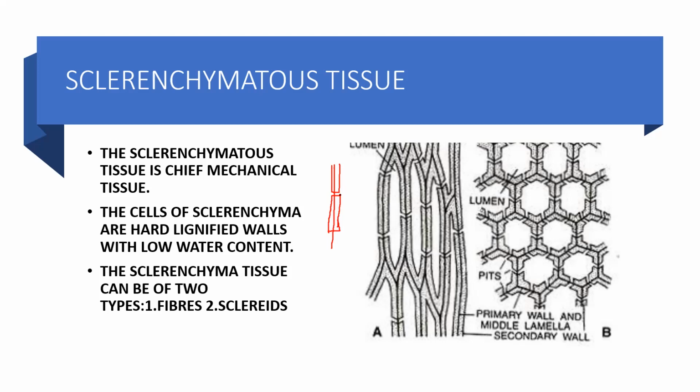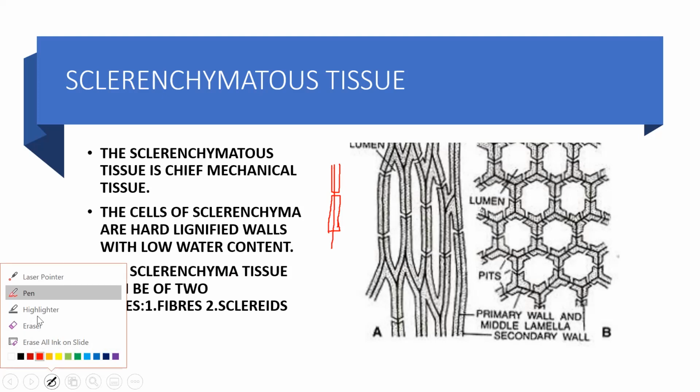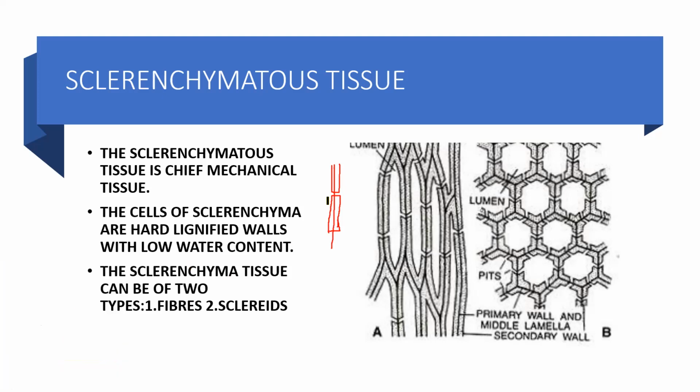But at certain points, like here, you can see this point, the wall is thin actually. This area, which is thin, is called a pit. This pit area has a completely uniform diameter. So this unthickened area present in the wall is called a simple pit. We can see here, this area is a simple pit, this area is also a simple pit, this area is also a simple pit.